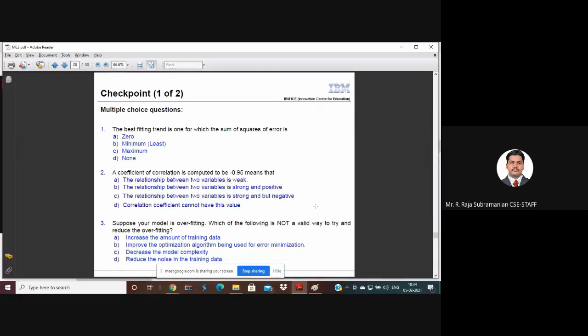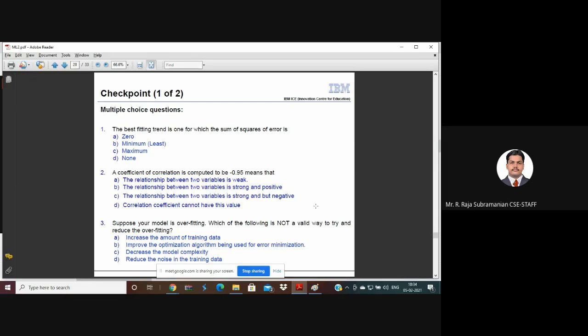The best fitting trend is one for which the sum of square error is dash, we say it is best fitting. Minimum. Yes, minimum, because zero is not at all possible. So minimum, least. If it is very least, we say it is best fitting.